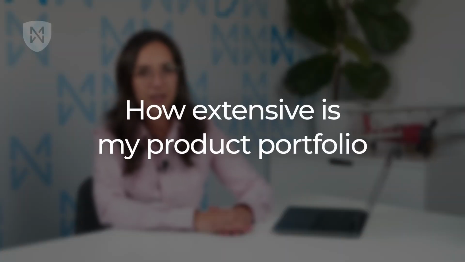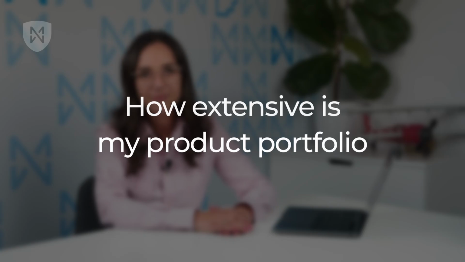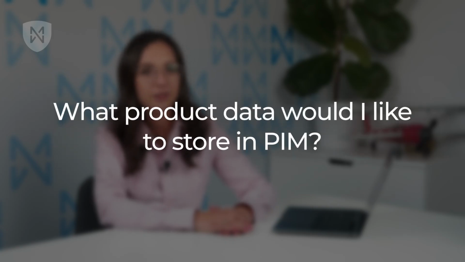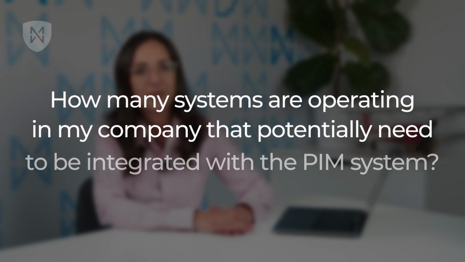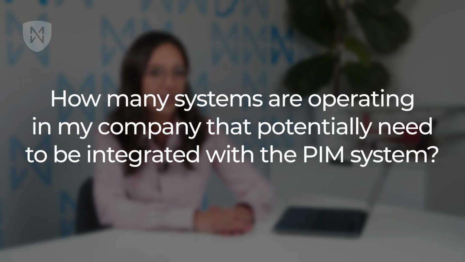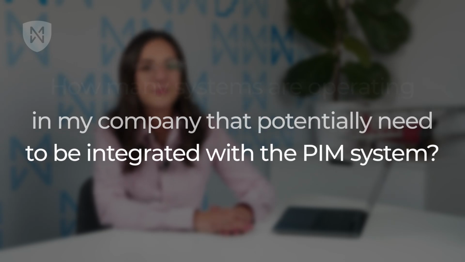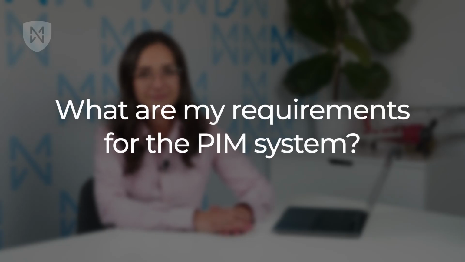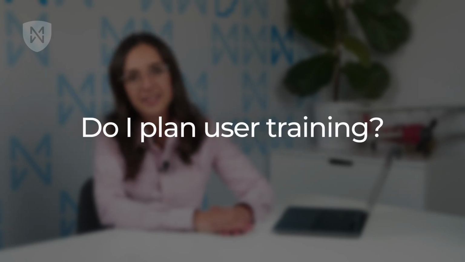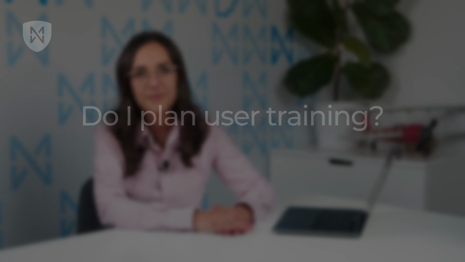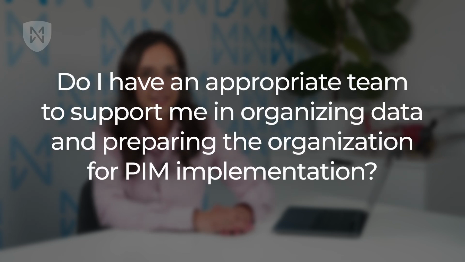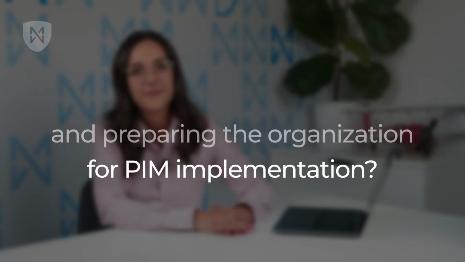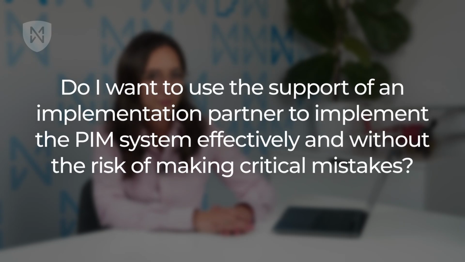How extensive is my product portfolio? What kind of data would I like to store about the product in the PIM? How many systems are operating in my company that might potentially need to be integrated with the system? What are my requirements for the PIM system? Am I planning training sessions for users? Do I have the right team to support me in organizing the data and preparing the organization for the PIM implementation? Do I want to use the support of an implementation partner to efficiently and without the risk of making critical mistakes implement the PIM system?